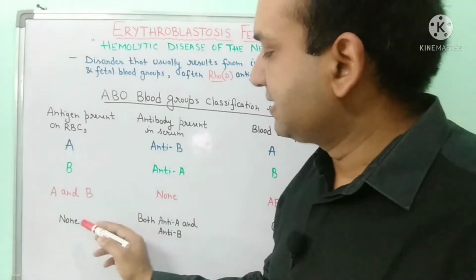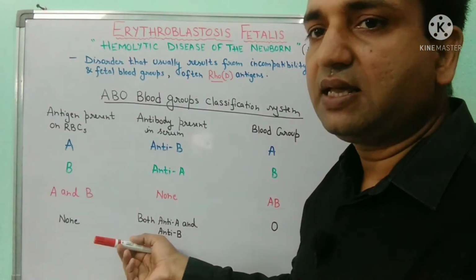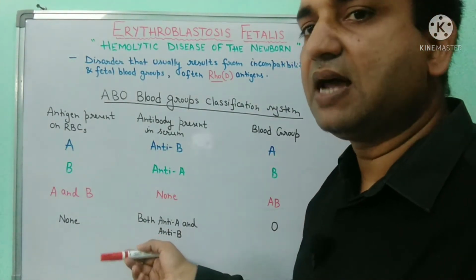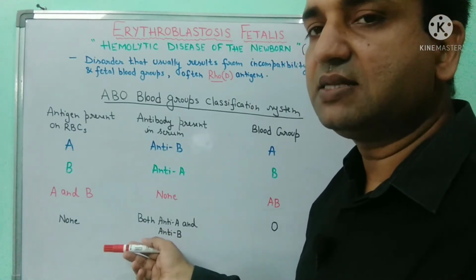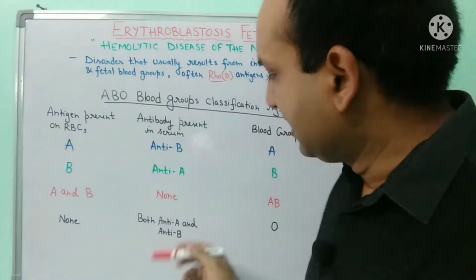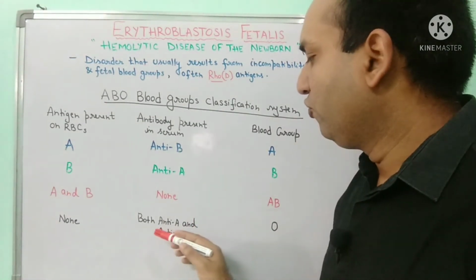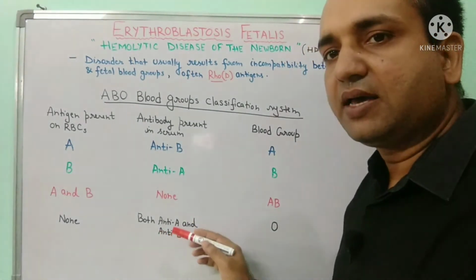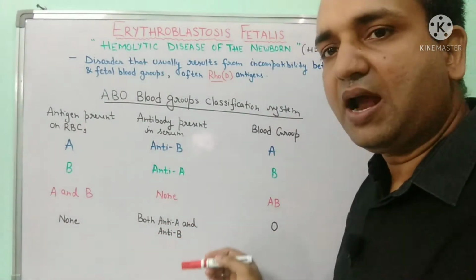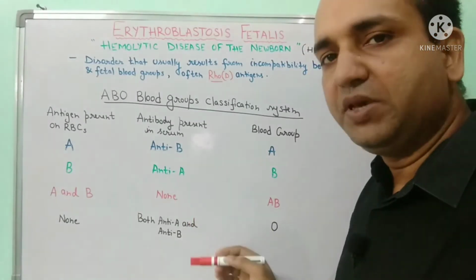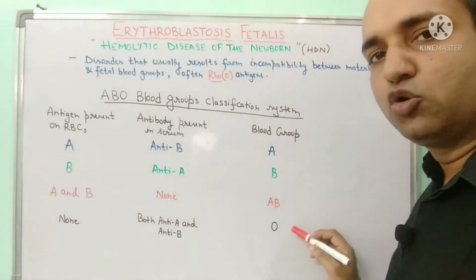In the last case, the person has none of the antigens in his blood, that is, he neither has A nor B antigens in his blood. In such case, the person's body will make antibodies against both the antigens, that is, the antigen A and the antigen B. The blood group of such a person will be blood group O.